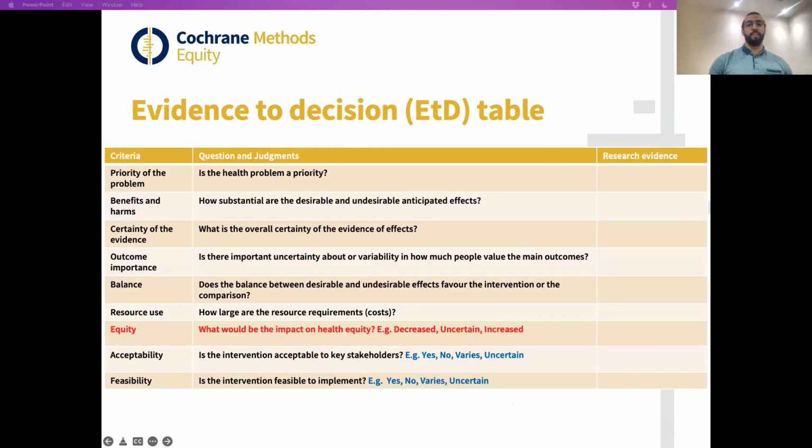And here's an example of an ETD table. It ensures that the guideline developers consider all these criteria when developing the recommendation. Things like, is the health problem a priority? What would be the potential impact on health equity? Would the intervention be potentially acceptable to key stakeholders like patients and healthcare workers, or would it even be feasible to implement? And the guideline developers would have to provide a judgment for every single criterion and provide research evidence to support their judgment.